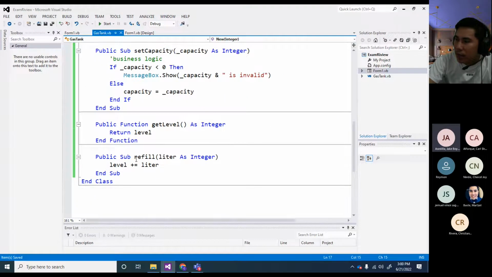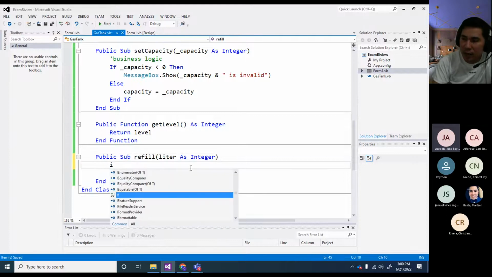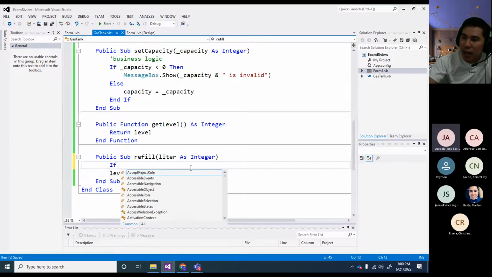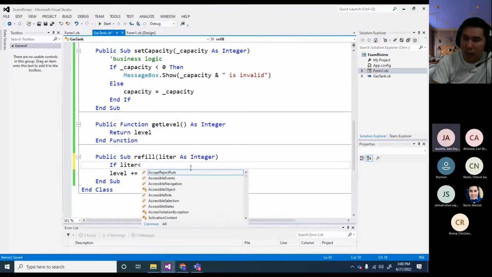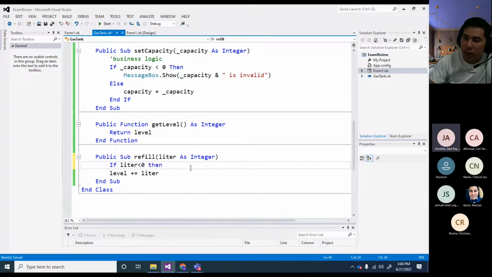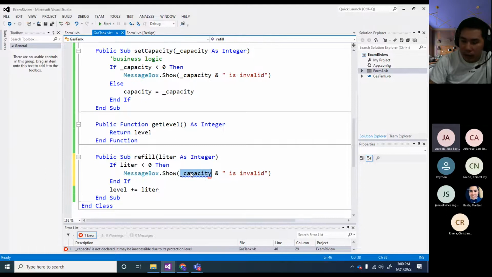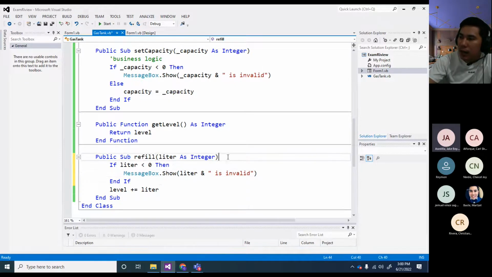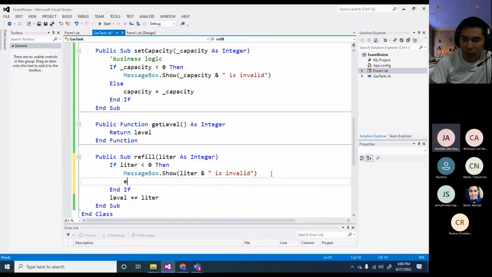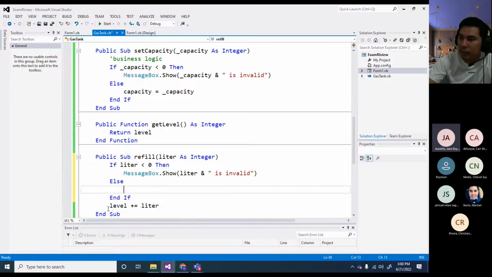Another one is when we refill, we can put another logic: if liter is less than 0, of course we will not accept it. Okay, so you can have this one right here. And then this is, let's say, liter. And then let's have here else.